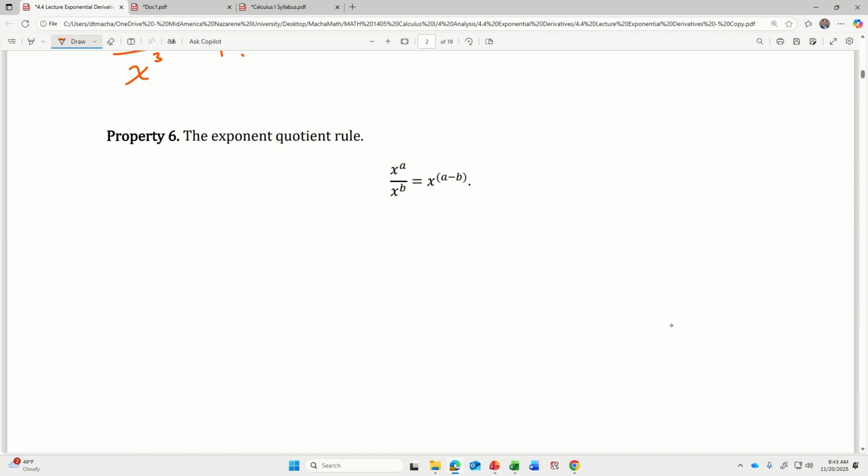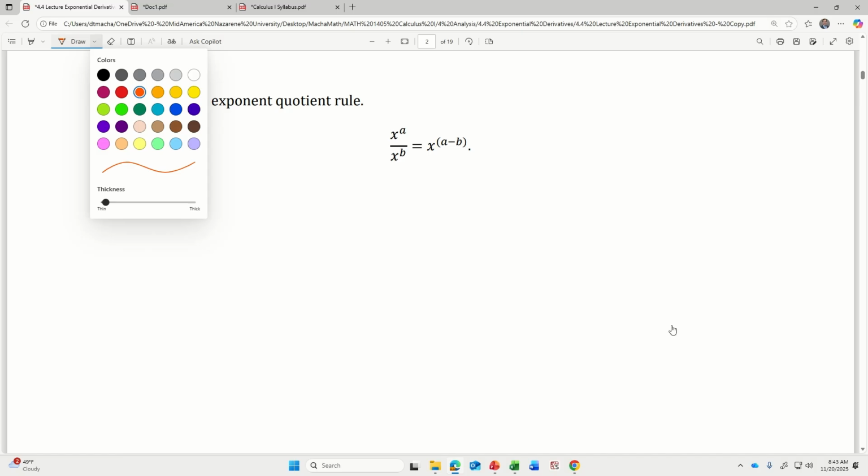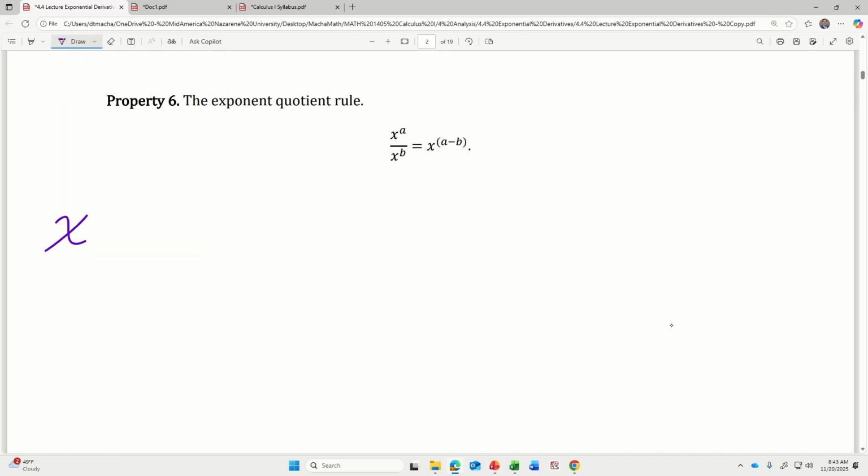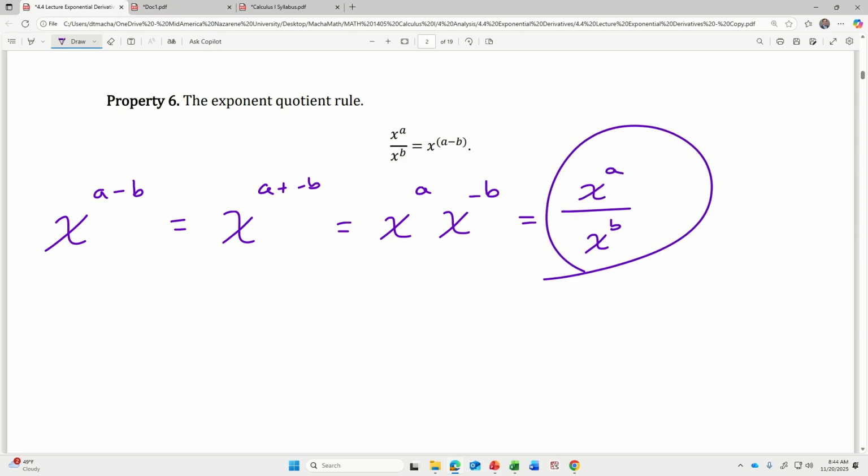The next is the exponent quotient rule. The exponent quotient rule says, well, if I've got something raised to a power a minus b, that's like having a plus a negative b, and then the product rule that we discussed says that this is like x to the a times x to the negative b. And then the identities for negative exponents means this is how we interpret x to the power a minus b. So that's my exponent quotient rule.